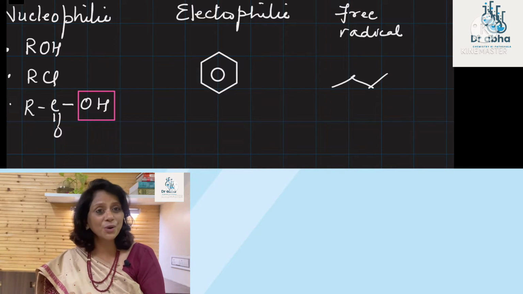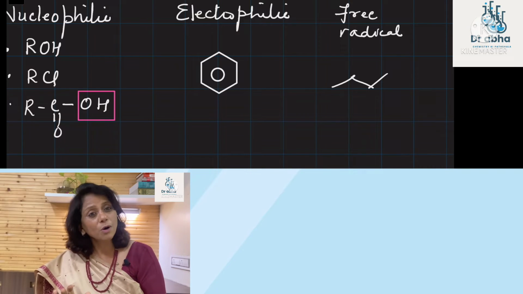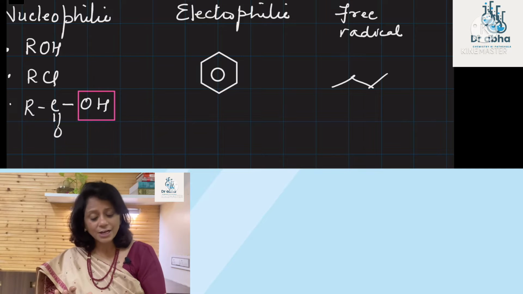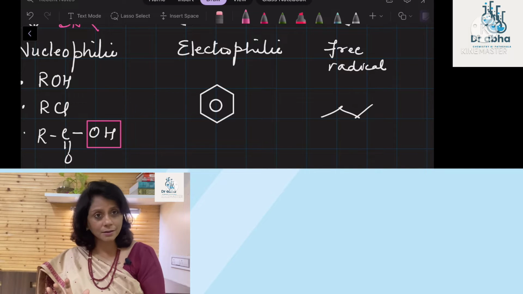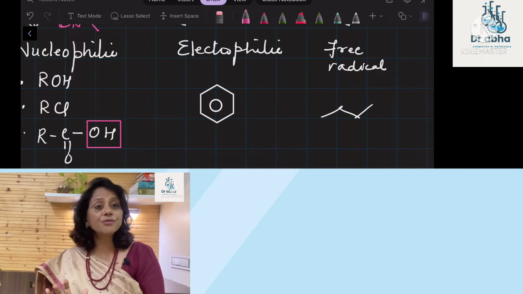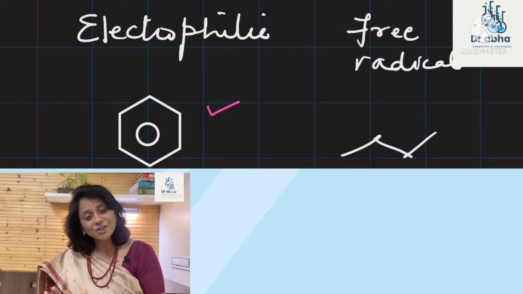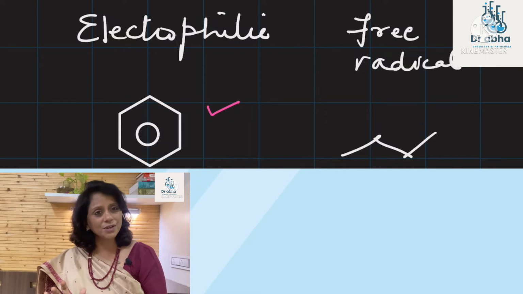Despite that, it doesn't show addition reaction because the double bonds are in conjugation, right? So it's very stable and it resists addition reactions. So what does it show? It shows substitution. Now what is the attacking reagent?